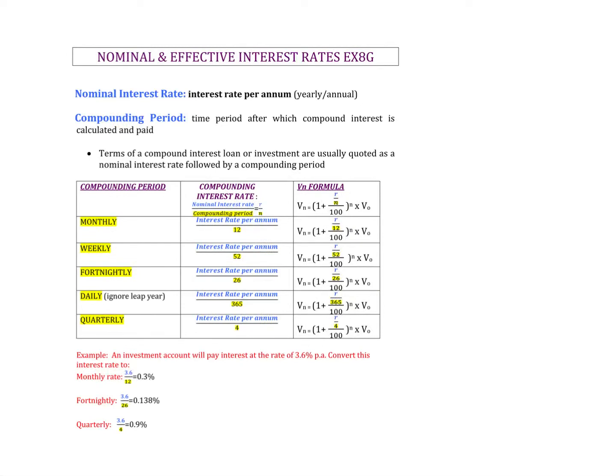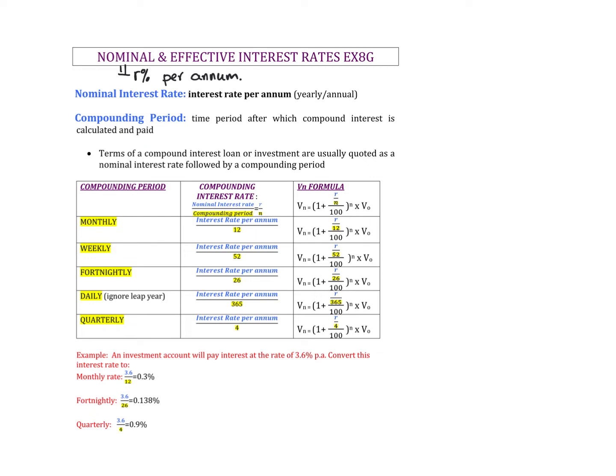We're going to look at, in 8G, what we call effective interest rate. What you're going to know is when they quote or talk about nominal interest rate, that's just your normal little r, your normal per annum rate. We've been seeing that in our compound interest.